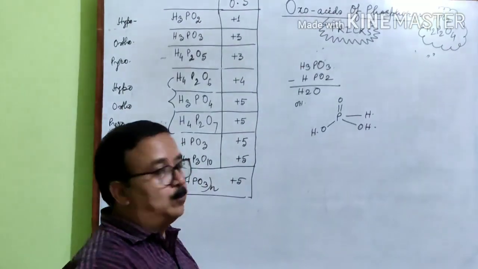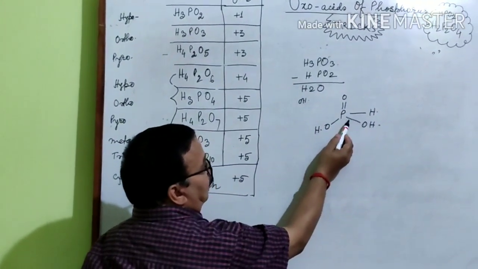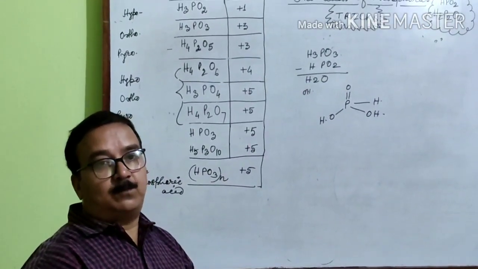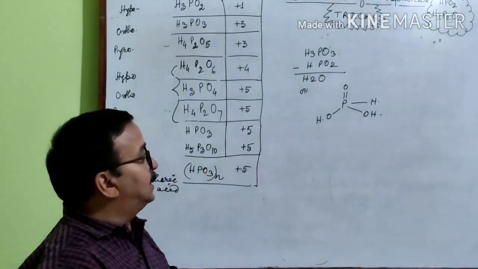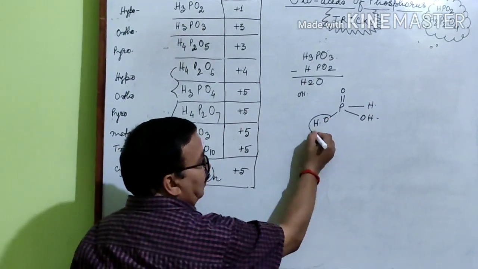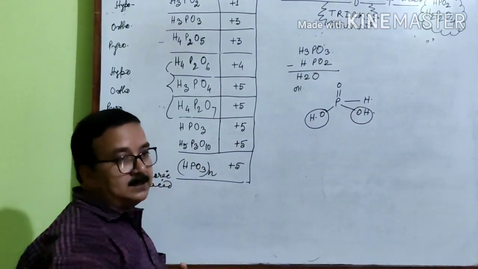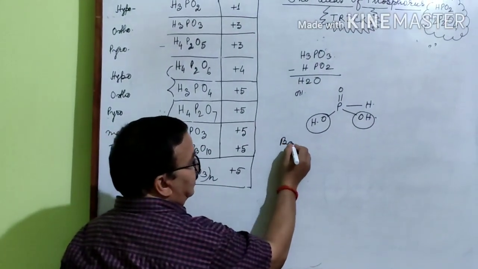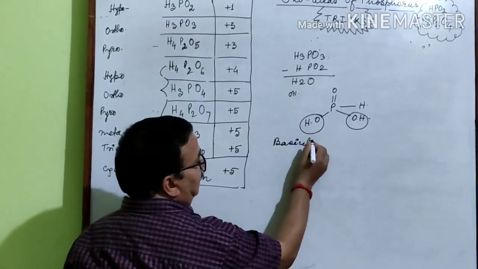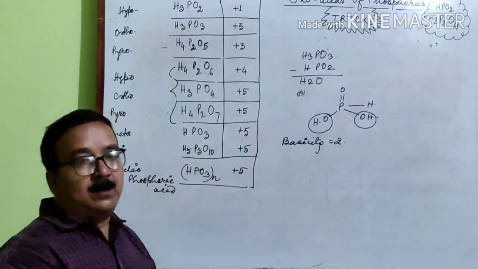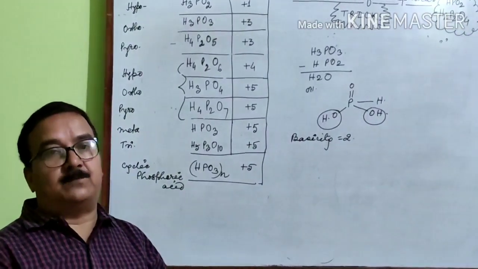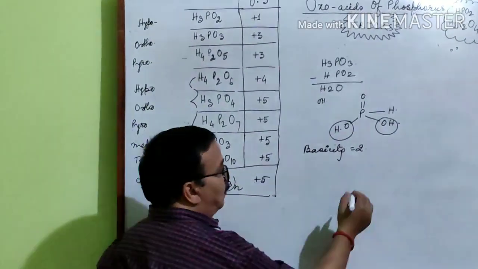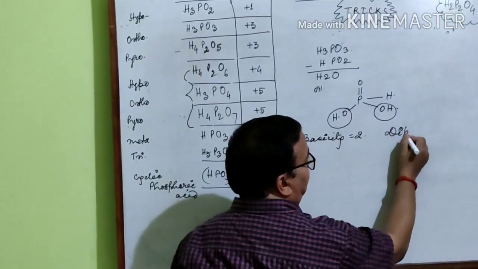Therefore, give 1 hydrogen here. Count the total number of bonds: 1, 2, 3, 4, 5. Phosphorus cannot make more than 5 bonds. So in this case, how many ionizable OH groups are there? The number of ionizable OH groups is 2. Therefore, its basicity is 2. It will produce 2 H plus ions. Therefore, it is also known as a diprotic acid.